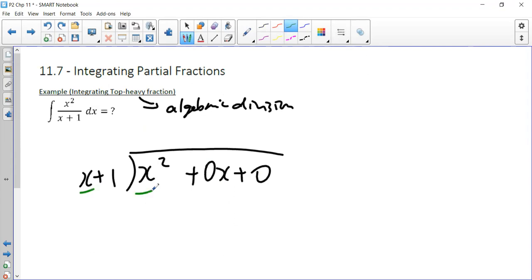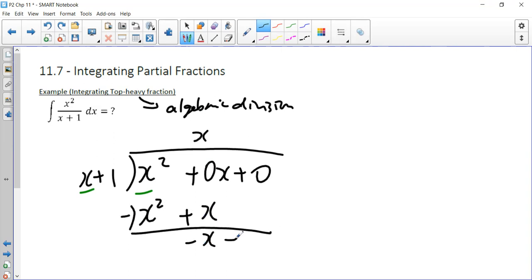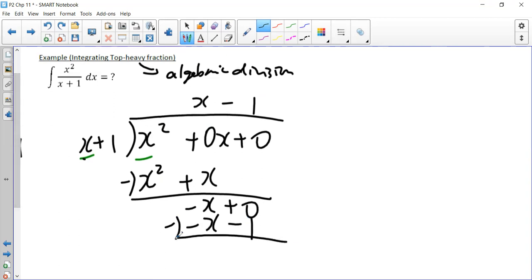To match an x and x squared, we need to multiply by x. So x times x is x squared, x times 1 is x. Do a subtraction, that's a minus x plus 0. To get an x to a minus x, you multiply by minus 1. So minus x minus 1. There will be a remainder. 0 minus minus 1 is plus 1.